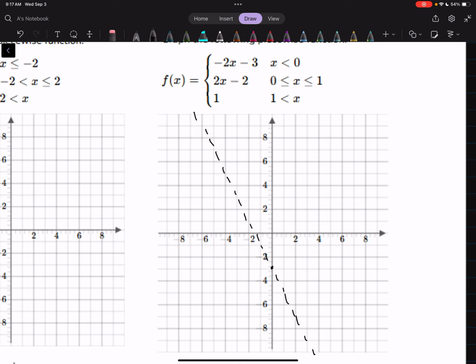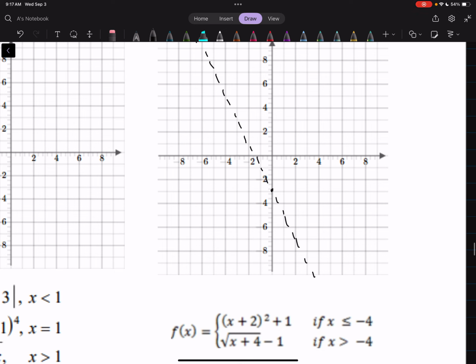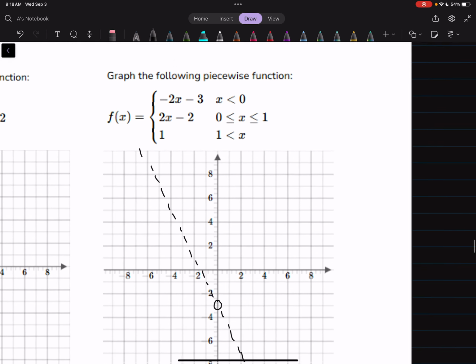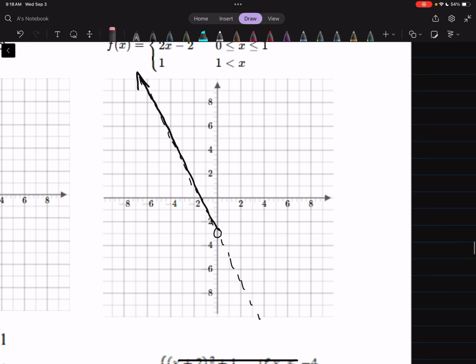Now, negative 2x minus 3 is the function when x is less than 0. So at my 0 coordinate, x value of 0 that is, I want to make that negative 3 value an open circle. It is less than, so I am wanting this left side. And I can erase now the bottom dashed part.